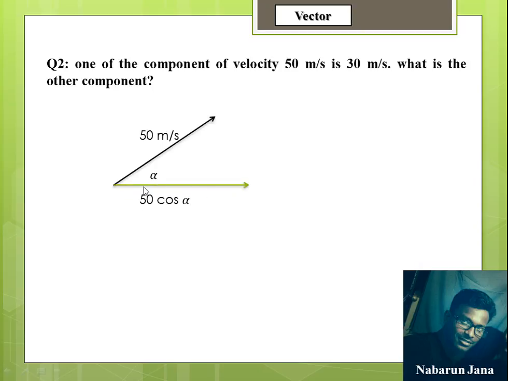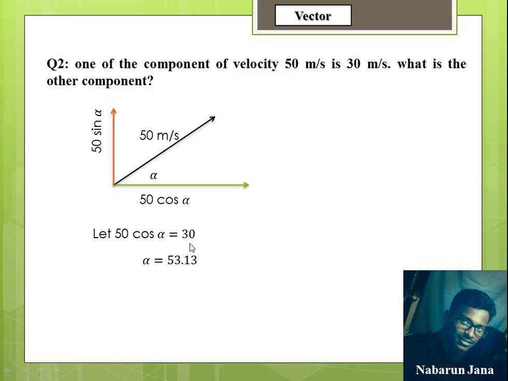Say this line is making alpha angle, so the component along this line should be 50 cos alpha, and the other component will be perpendicular to this line. So this is the other component, and it should be 50 sin alpha. You know how to split a vector into components. Here it is written that one of the components is 30 meter per second. So you can take this component as 30 meter per second. Otherwise, you can also take this component as 30. I am considering this; you can also consider this one.